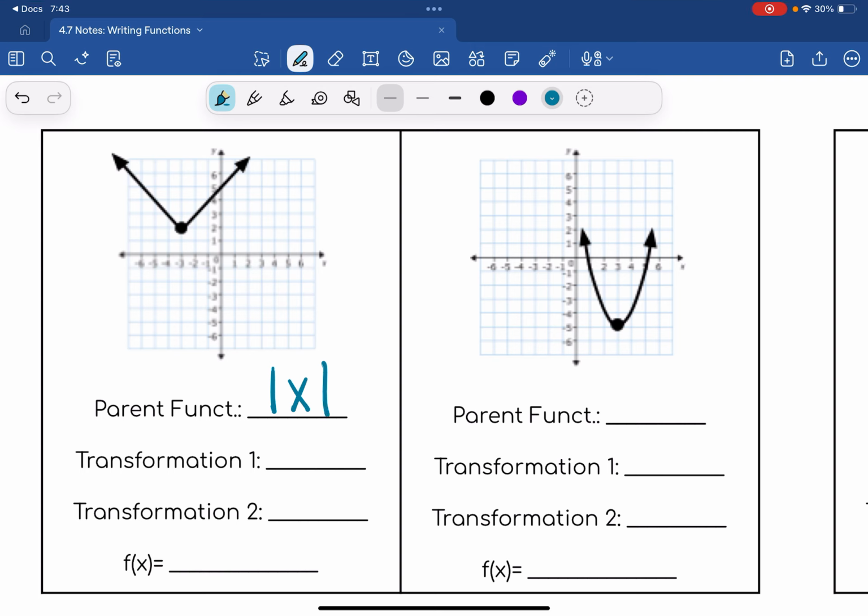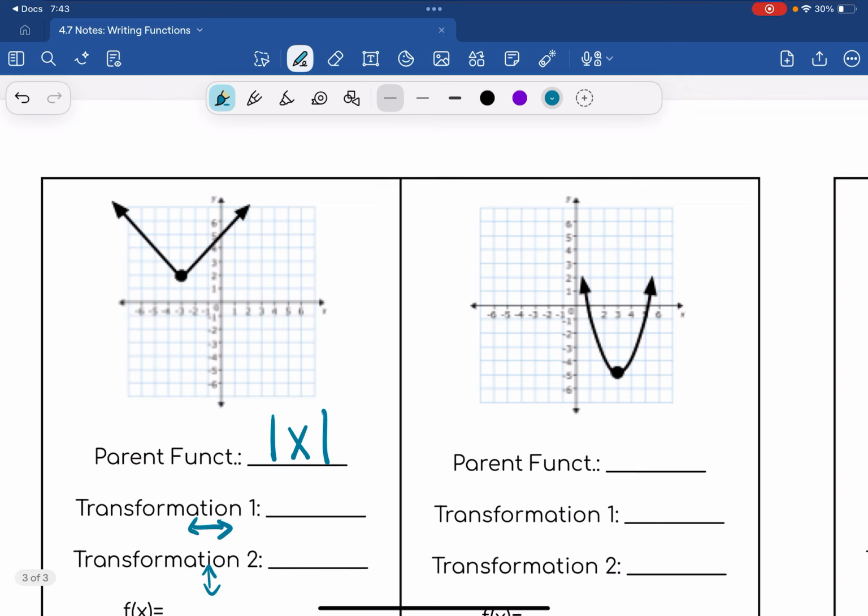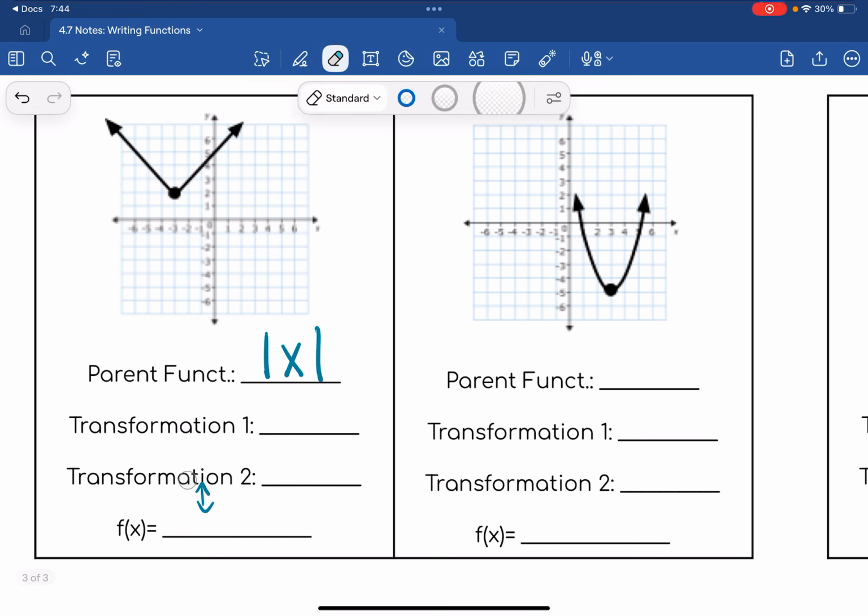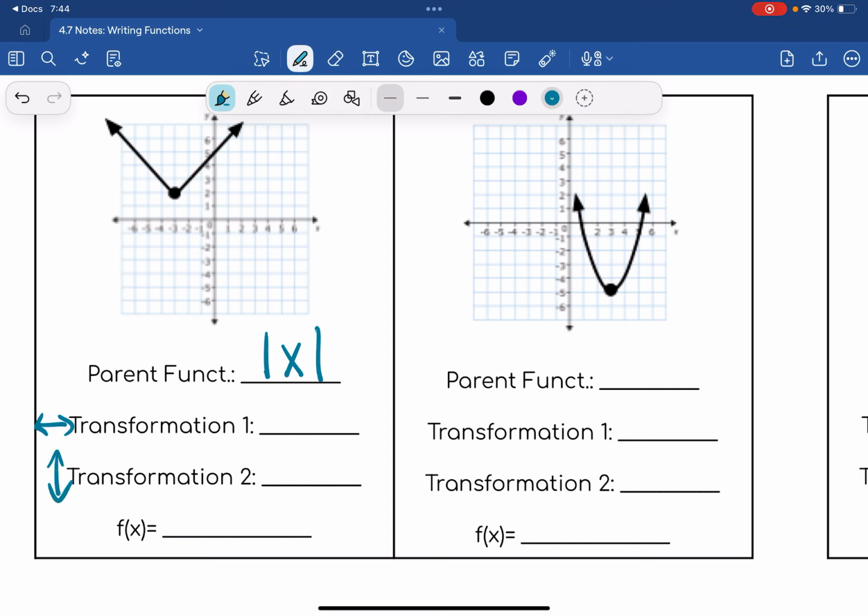Absolute value of x. And then for your first transformation, you always want to do your left or right transformation. And for your second transformation, you always want to do your up or down. That is just going to make your life way easier, because when you're writing your function from left to right, that's the order you'll write your transformations in. So starting at 0, 0, it looks like I moved to the left 3, and then I moved straight up 2. So you always want to do your left or right first, and then your up or down second.